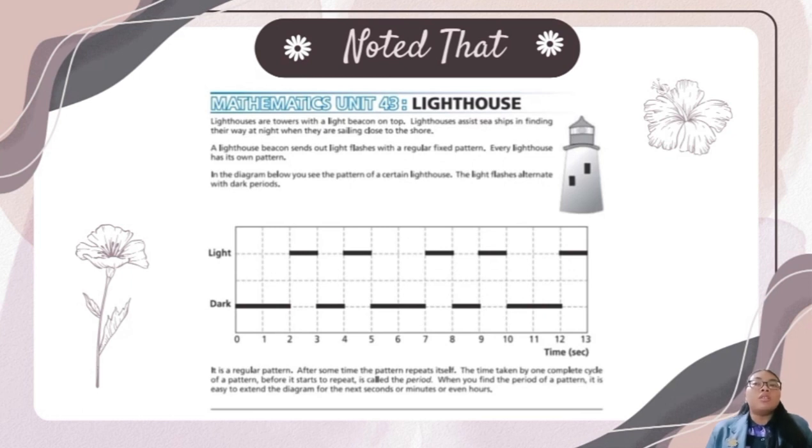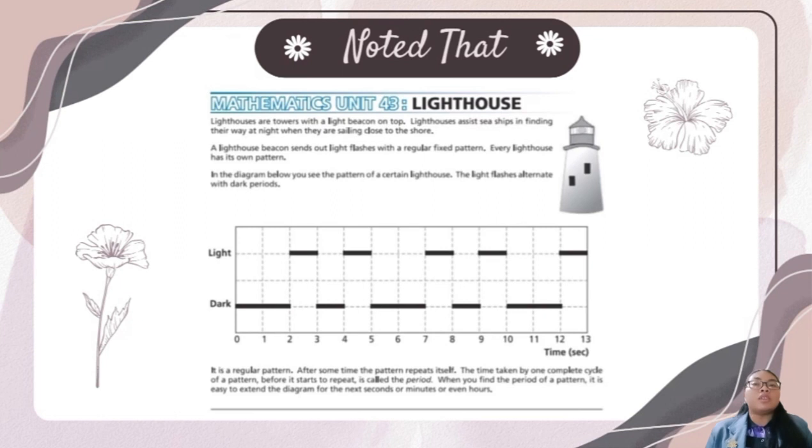Mathematics Unit 43 talks about lighthouses. Note that lighthouses are towers with a light beacon on top. Lighthouses assist ships in finding their way at night when they are sailing close to the shore. A lighthouse beacon sends out light flashes with a regular fixed pattern. Every lighthouse has its own pattern. In the diagrams below, you see the pattern of a certain lighthouse.